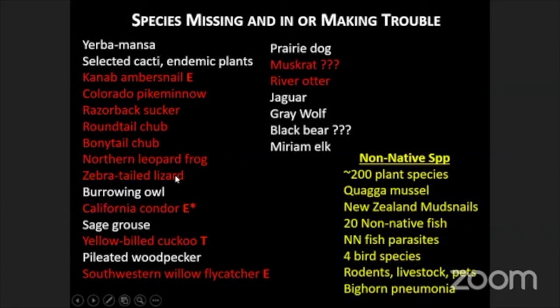The Hualapai tribe has been very successful in working with the Bureau of Reclamation and has been able to bring back zebra-tailed lizard. It's a project that Grand Canyon Wildlands Council helped the tribe do, so we've got a population back in the river corridor.